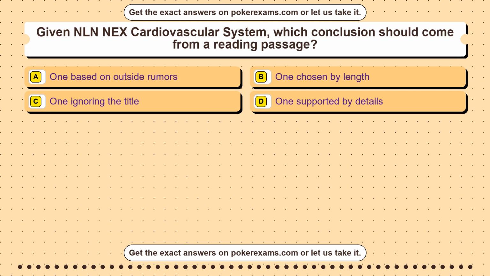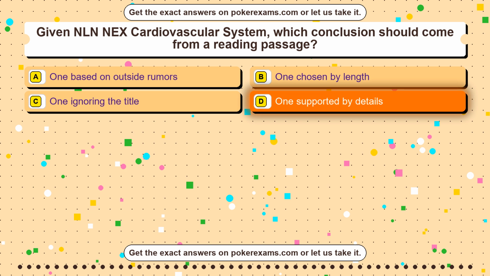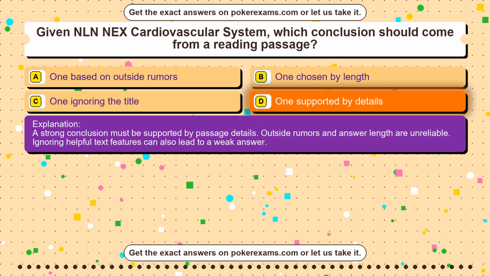Question 18. Given NLN NEX Cardiovascular System, which conclusion should come from a reading passage? Option A. One based on outside rumors. Option B. One chosen by length. Option C. One ignoring the title. Option D. One supported by details. The correct answer is option D. One supported by details. A strong conclusion must be supported by passage details.